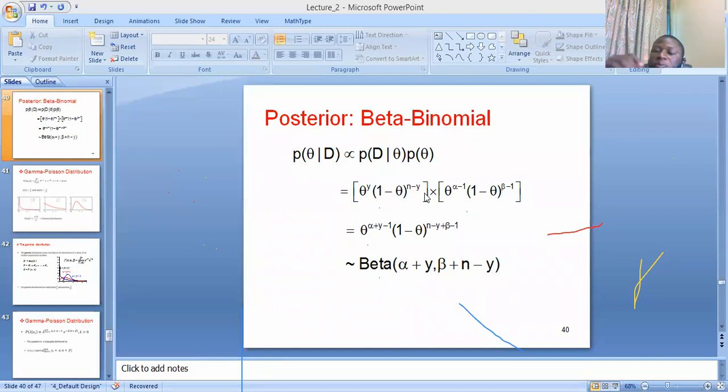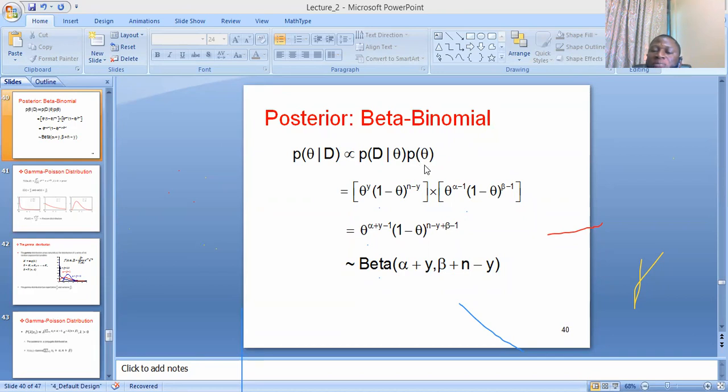Okay, sir. So if we take the data likelihood, we know the binomial distribution is n choose x. You know that. But I'm just ignoring that part because that part is constant. I don't need it. So here, I'm just saying theta to the power y, open bracket, 1 minus theta, all to the power n minus y. That is the data distribution aspect, and that is that one here.